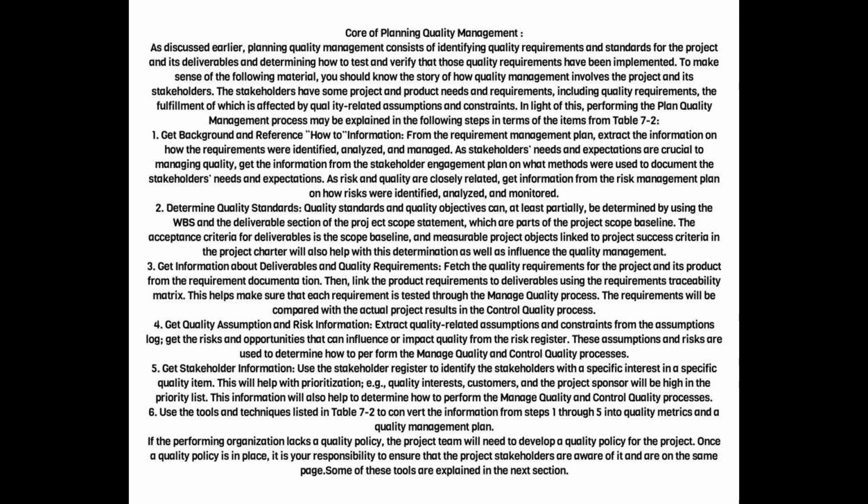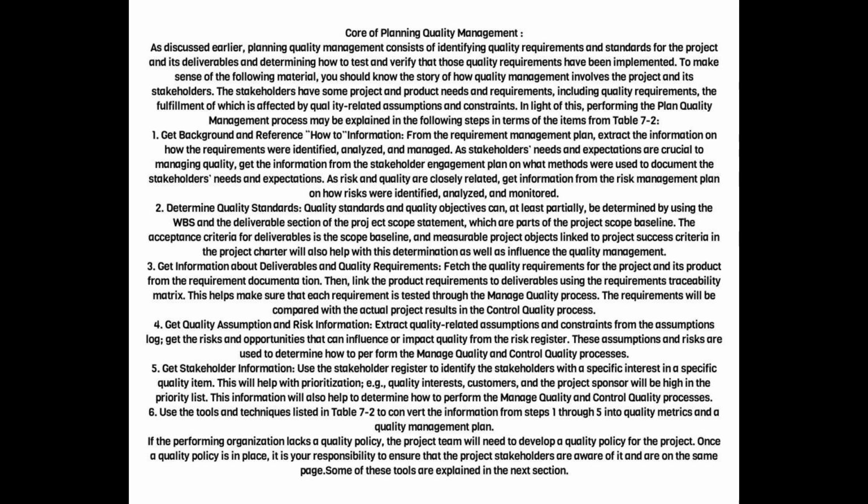To make sense of the following material, you should know the story of how quality management involves the project and its stakeholders. The stakeholders have some project and product needs and requirements, including quality requirements, the fulfillment of which is affected by quality-related assumptions and constraints. In light of this, performing the plan quality management process may be explained in the following steps in terms of the items from Table 7.2.